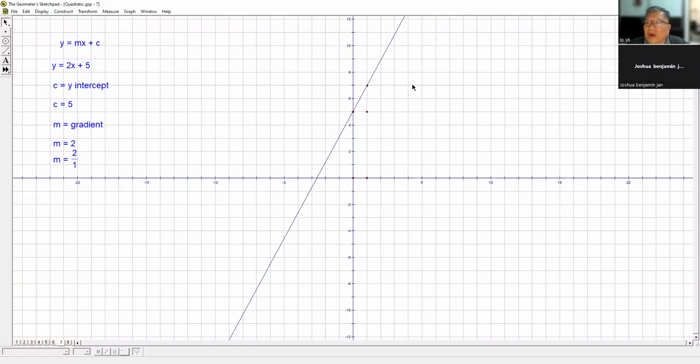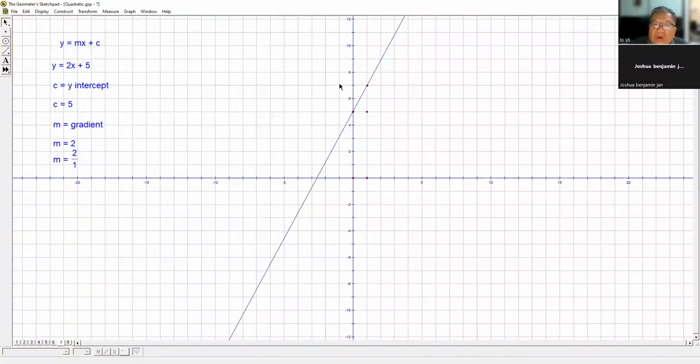Every 2 up, 1 across will be a point on this line. Another thing I want to tell you is that this is positive 2 over 1. Positive means they go this way. Then negative means you go the other way.